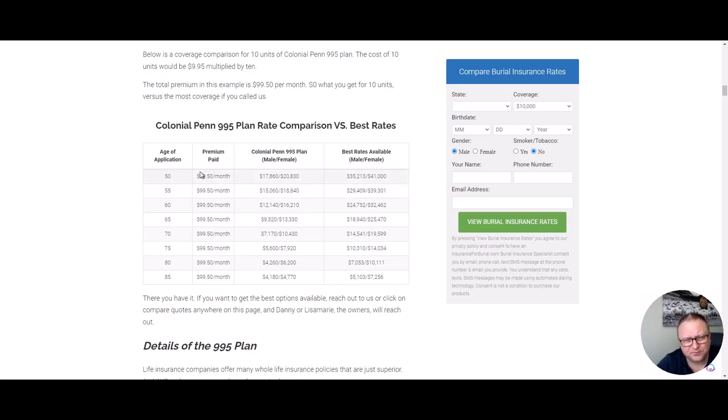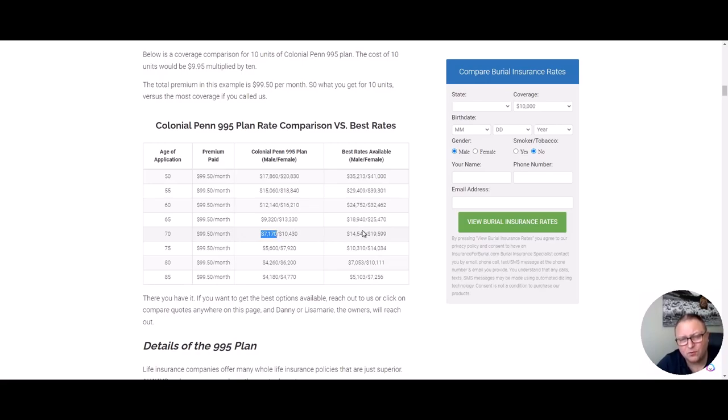So again, even at age 70, for $9.95 per unit, and you buy 10 units, it's gonna cost you $99.50. You're only gonna be able to get $7,170 in coverage as a male.